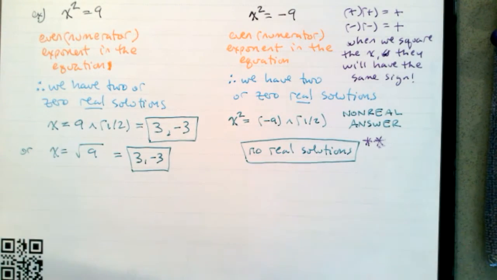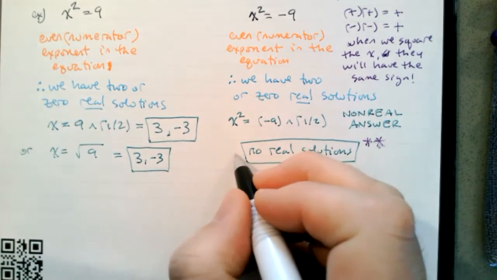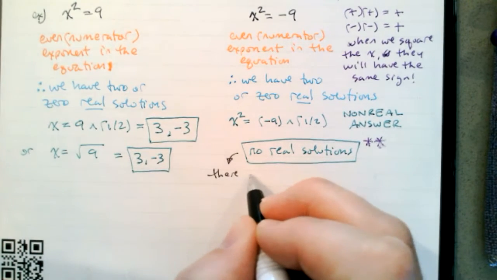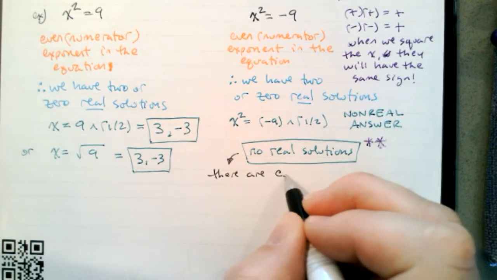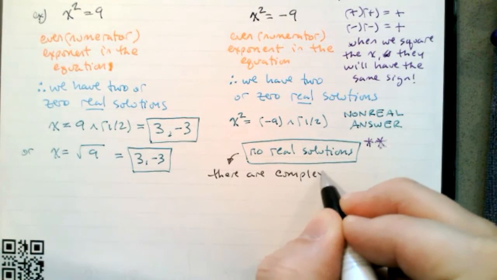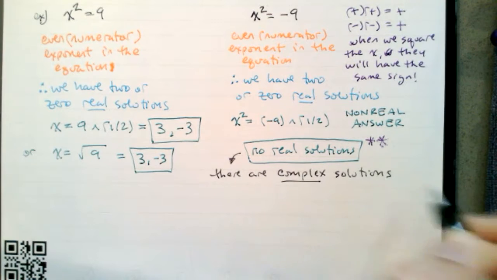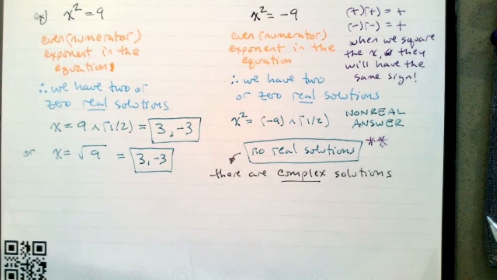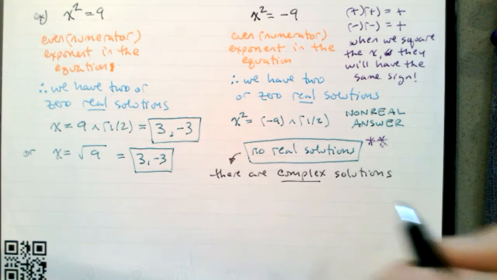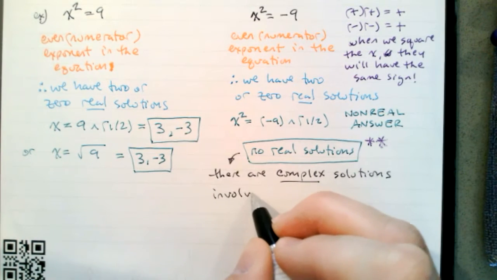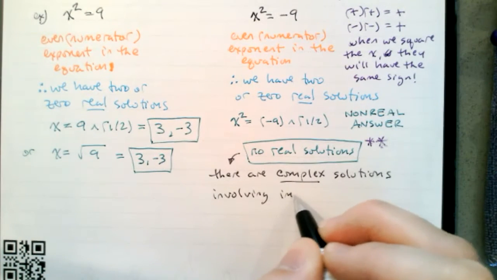Which is a fair question to ask. So there are no real solutions, but there are complex solutions. And the complex solutions involve the square root of -1. They involve imaginary numbers.